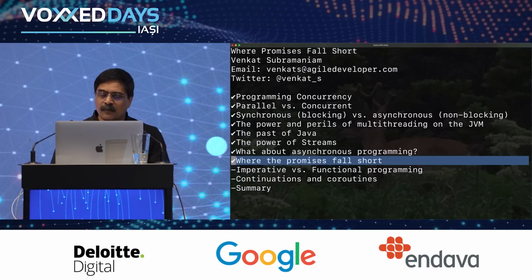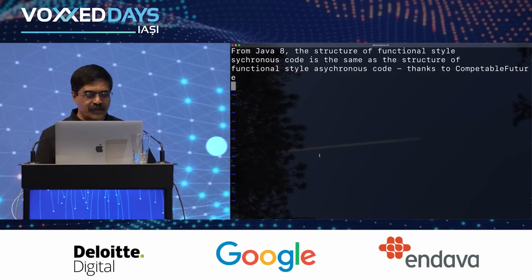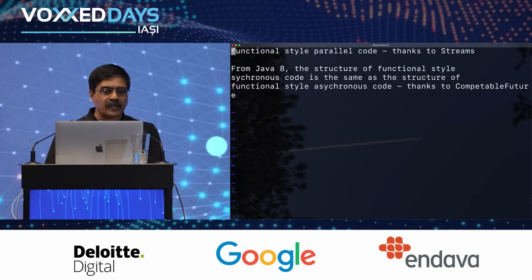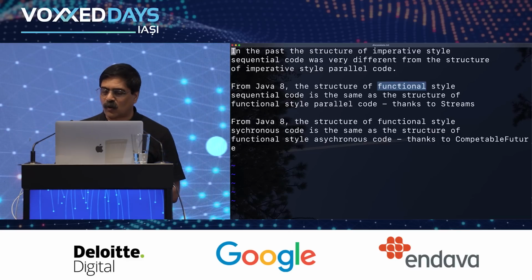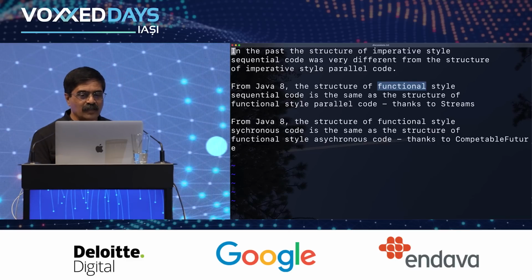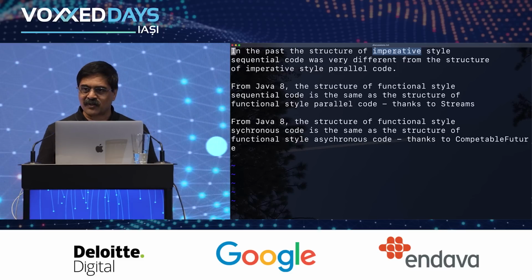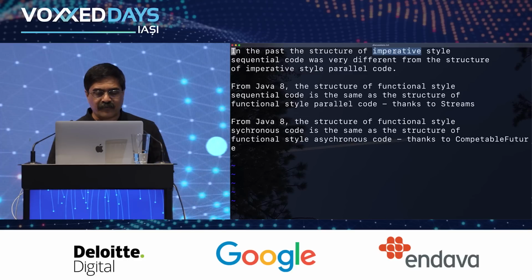But there's another problem, really, if you think about it. And the problem here is, in what we saw so far in our examples, notice if you write functional style code, the structure is the same. But if you write imperative style code, what's the answer? Well, does it mean we should quit writing code in imperative style?